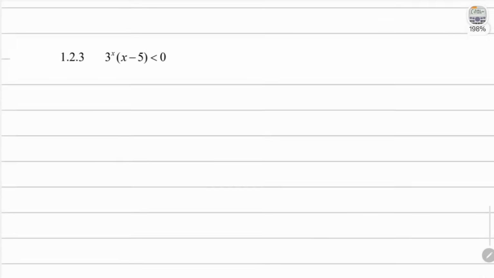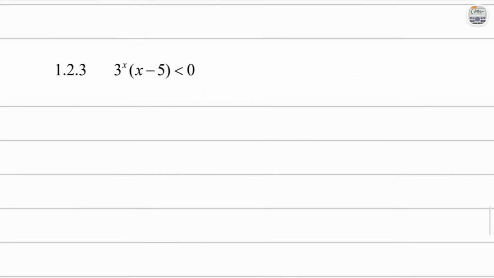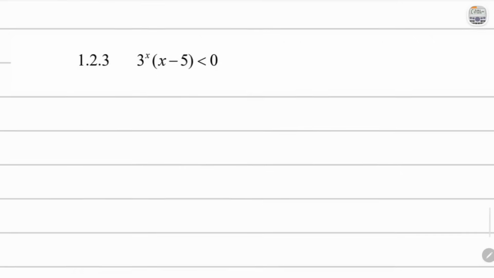Question 1.2.3 says we need to solve for x, or find the values of x, for which 3 to the power of x multiplied by x minus 5 will give us a value less than 0. So, what should x be so that when you take 3 to the power of x and multiply it by x minus 5, it gives us values that are less than 0? Okay, which x values would work for this?